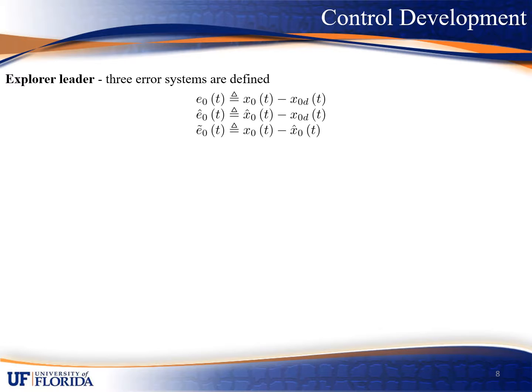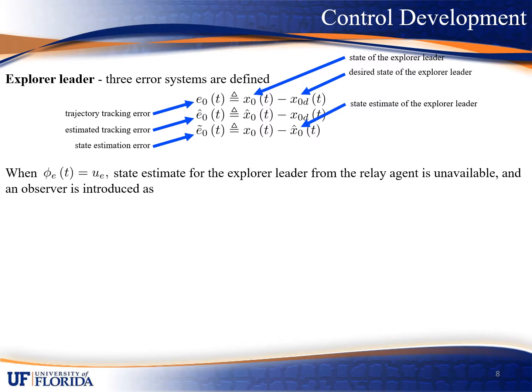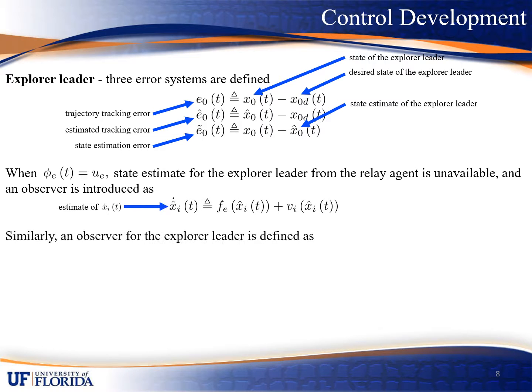For the explorer leader, we also define three error systems: E0, E0 hat, and E0 tilde, where X0, X0d, and X0 hat denote the true state, the desired state, and the state estimate of our explorer leader. Note that E0 is equal to E0 hat plus E0 tilde, and this relationship will be used in the stability analysis section. When feedback is unavailable, we have to use an observer to approximate Xi dot.